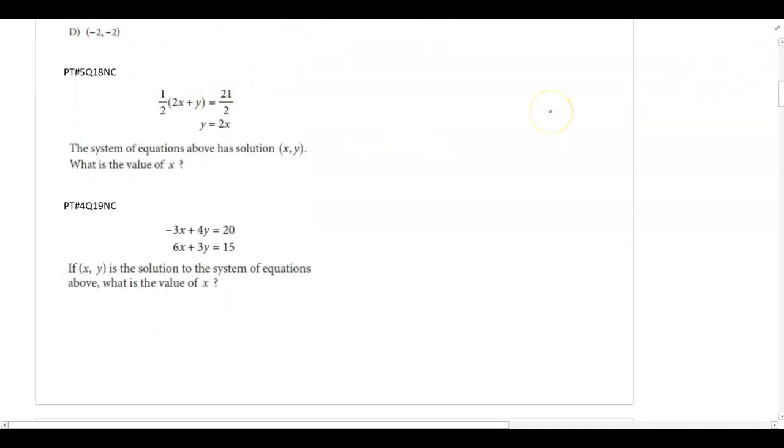All right, the next one. This is an example where you would use substitution. Again, this is a no calculator, and this is a gridded response where you're not given answers. So right away here, I have one equation up top. It looks pretty ugly. I have an equation on bottom. This equation on bottom is solved for y. And when I read the question, it says, the system of equations has solution xy, what is the x value? So my goal is to eliminate y.